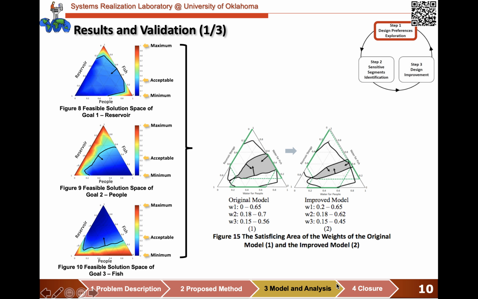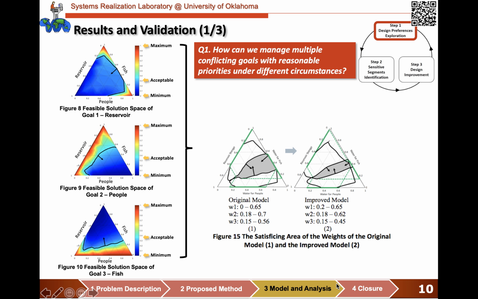Through running our model in iterations together with the next two steps, model improvement and system improvement, we shrink this area because we get rid of the area sensitive to uncertainties. The whole process is called design preference exploration, and we use it to answer the first question.